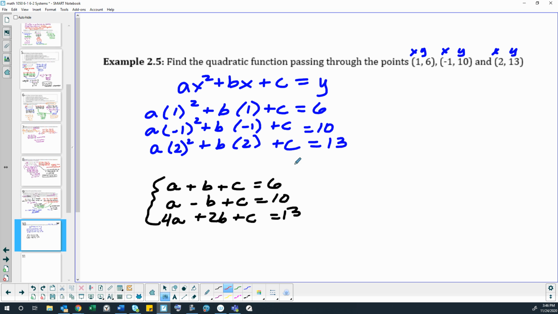Okay, let's go ahead and add those together. Looks like it's going to be an easy way to get rid of b. I like that idea. So I'm not even going to rewrite them. If that's okay with you, I'm going to add them together. I get 2a, b's cancel out. I get 2c, add our 6 and 10, we get 16.